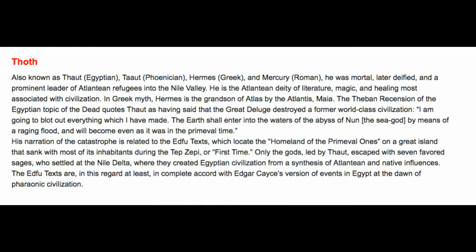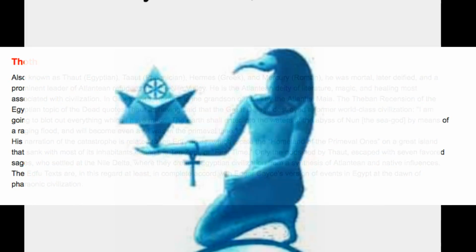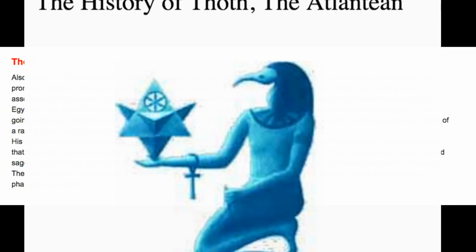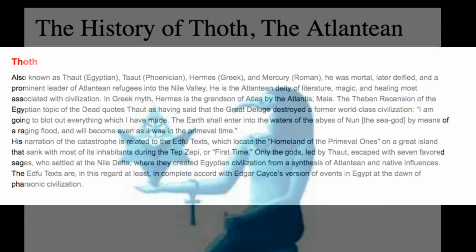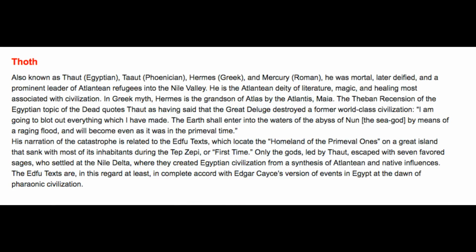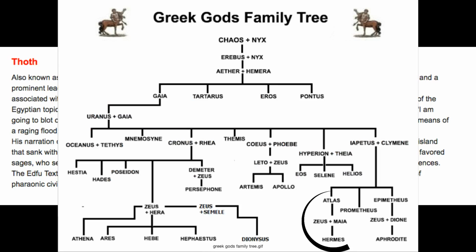All right, so let's continue. It says he's a prominent leader of the Atlantean refugees in the Nile Valley. We know that about Thoth already from the first video. He is the Atlantean deity of literature, magic, healing, and most associated with civilization, just like Thoth. And all these have the same attributes. In Greek myth, Hermes is the grandson of Atlas. So you can start tracing where Hermes is coming from. And Atlas is one of these first kings of Atlantis.